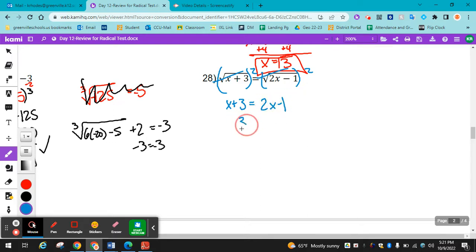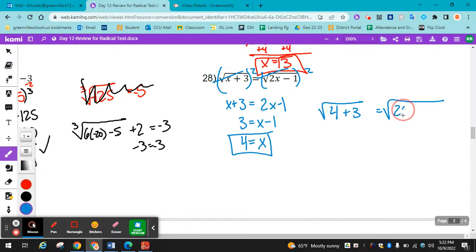X is on one side. Subtract over x, I get x minus 1. Add over your 1, you get 4. X equals 4. When you have x's on each side, you're just plugging them into both sides and making sure they equal. So this is the square root of 7. 8 minus 1 is also the square root of 7. Obviously, that's true. We don't have to put in a calculator.